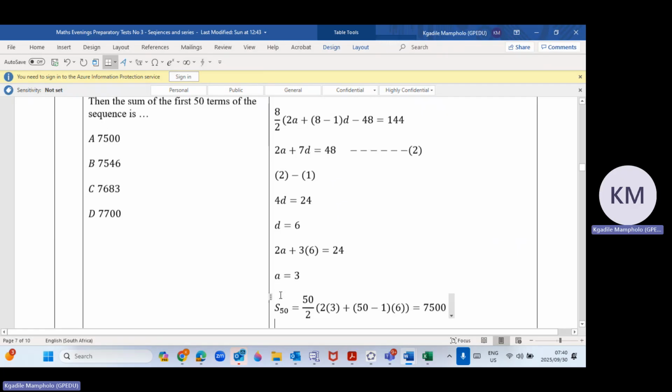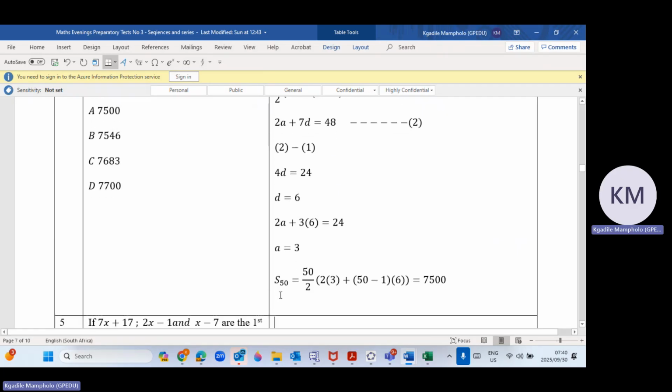Now that you know the values of a and d, you can get the sum of the first 50 terms. Where n is 50, it's 2 times 3, plus 50 minus 1, and d is 6, then you get the answer.